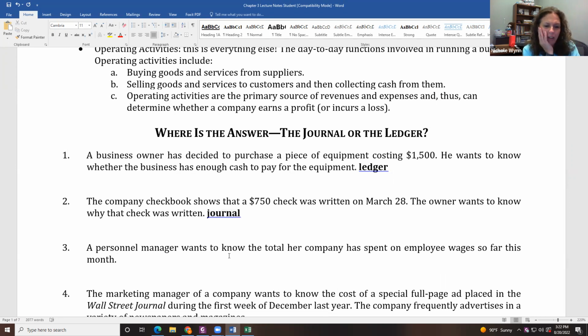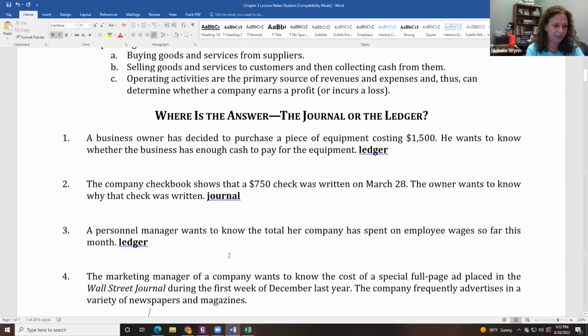Next one: a personnel manager wants to know the total she spent on wages. That would be the ledger. She would go look at the wage T account and see how much money was in there.